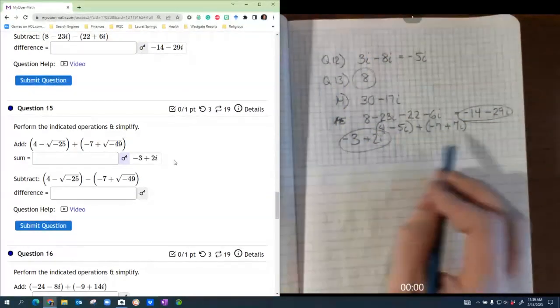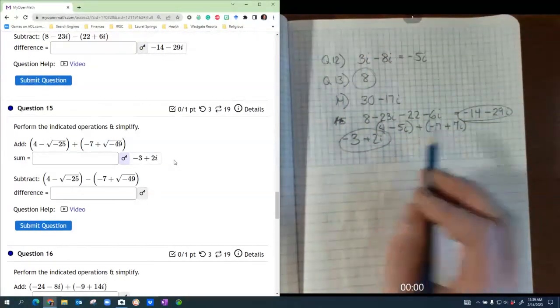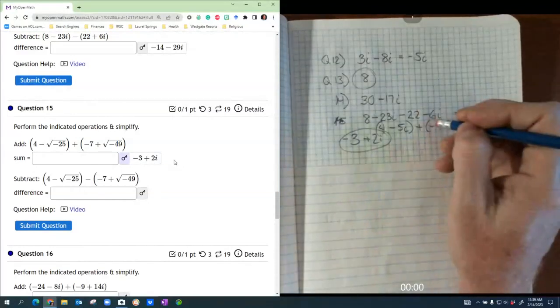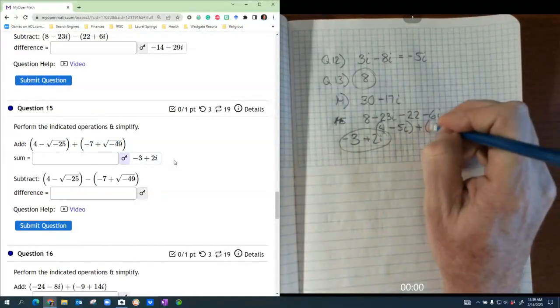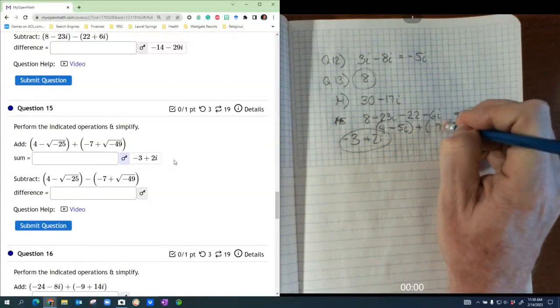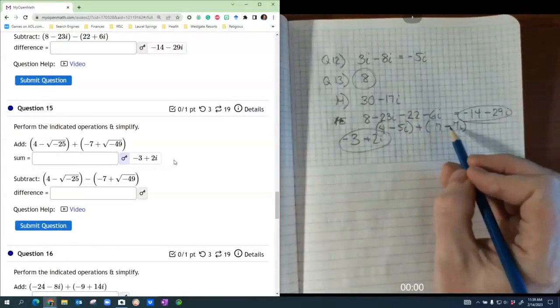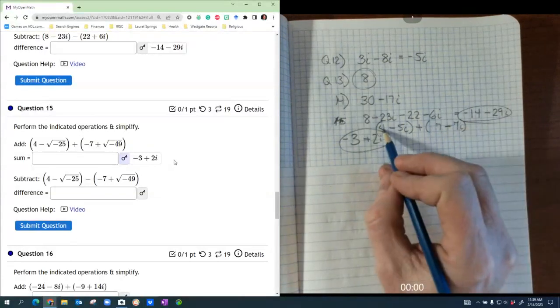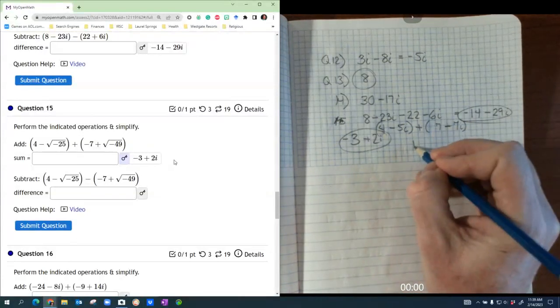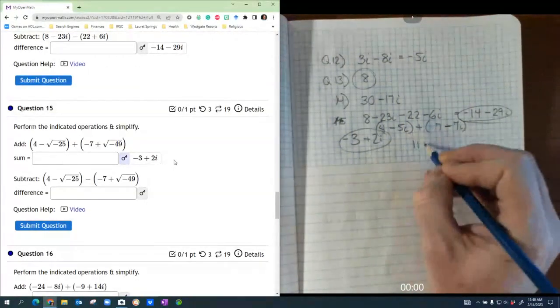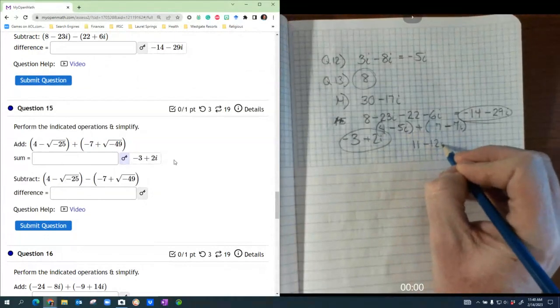Now, likewise, since we've already done this, when we do the subtraction, we're going to just switch the sign on this one and on this one. And so this is going to be positive 7 minus 7i. That's going to give us 4 plus 7 is 11, and then these added together is going to give us negative 12i.